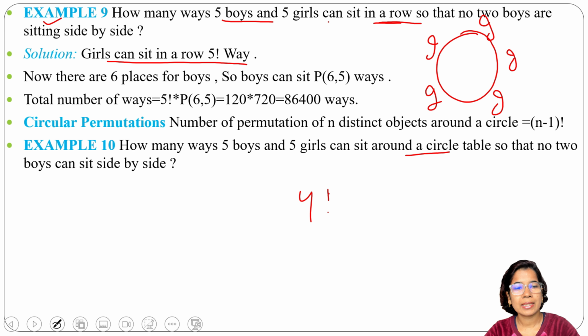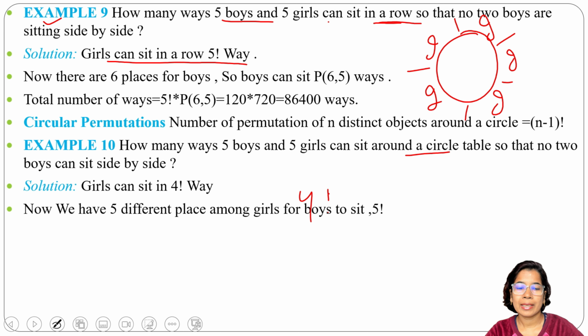Then how many spaces are there? 1, 2, 3, 4, 5. There are 5 spaces in between the girls, so there the boys will sit. In those 5 places, 5 boys can sit in 5 factorial ways. So the total number of ways will be 4 factorial multiplied by 5 factorial, which is 2880.